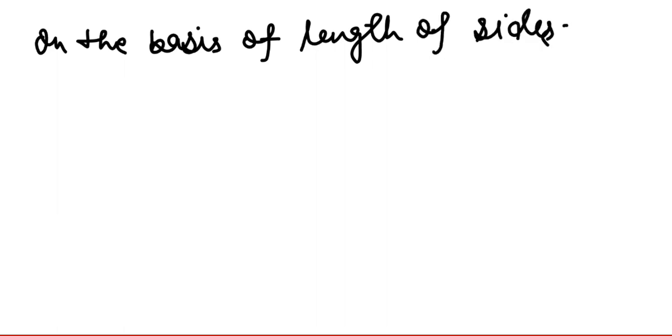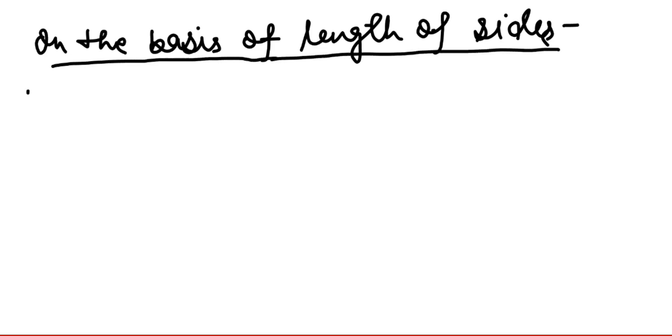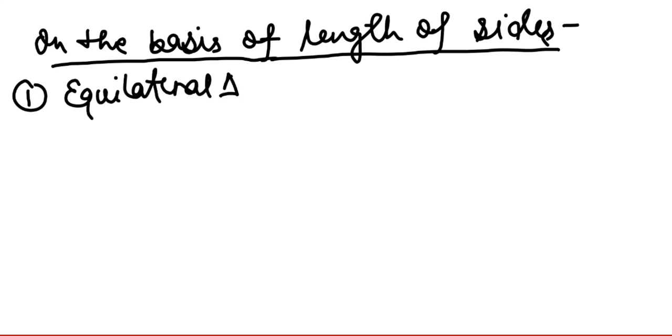Let us consider the classification on the basis of length of the sides. On the basis of length of the sides, students, we have 3 different types of triangles. The first is known as the equilateral triangle. Now students, what are equilateral triangles?